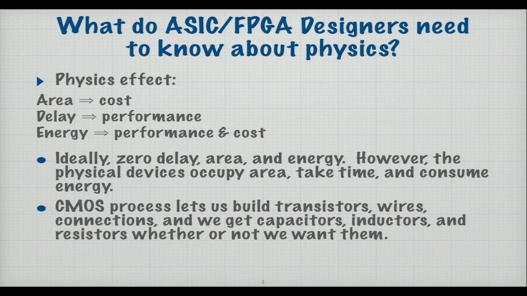In CMOS processes, as I described, we can build transistors and wires and connections. In the process of building that, we also get capacitors and inductors and resistors, even though we don't necessarily want them. Sometimes we do want capacitors, which we'll talk about later when we talk about memory. But usually when we're considering logic circuits, we don't want capacitors, inductors or resistors, but you get them anyway. So we need to understand the effect of the capacitance and the resistance on our circuits. That's how we go about understanding the timing and the power consumption of our circuits.